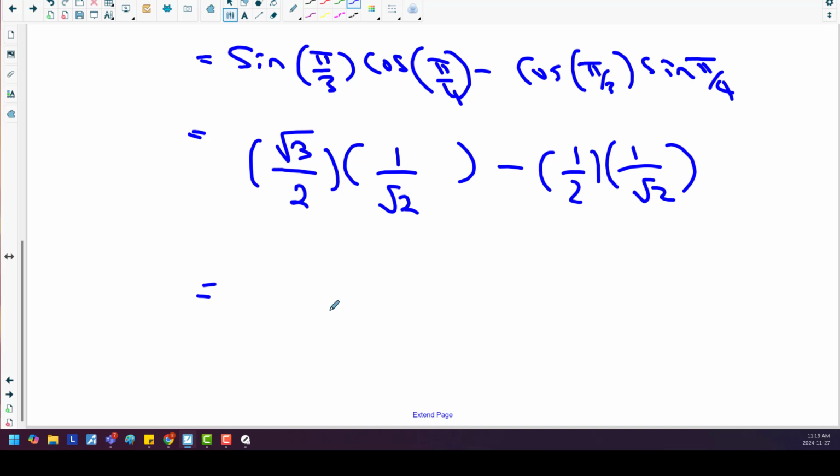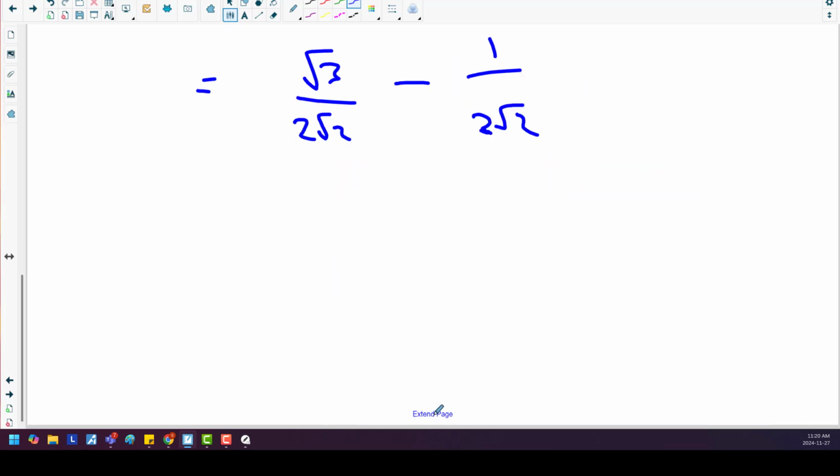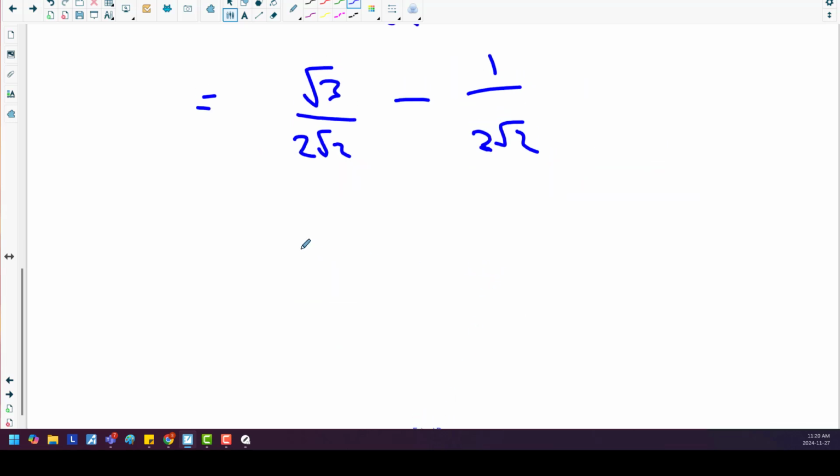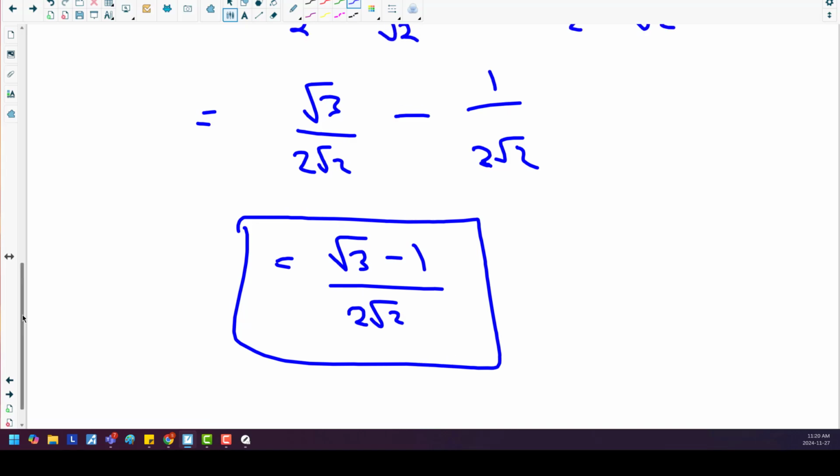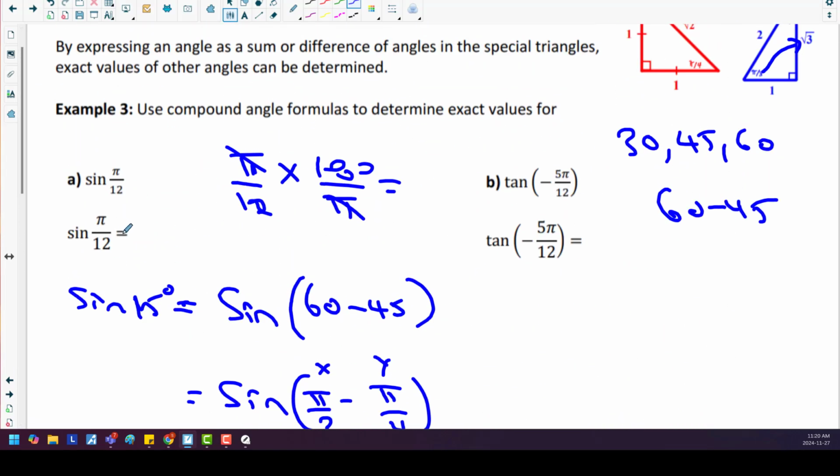So we're just going to multiply root 3 by 1, and 2 by root 2, and we're just going to put this over 2 root 2. And you know what? The denominators are exactly the same, so we can just combine this and leave the answer as that. There you have it. That's the final answer. This is the exact expression for sine pi over 12.